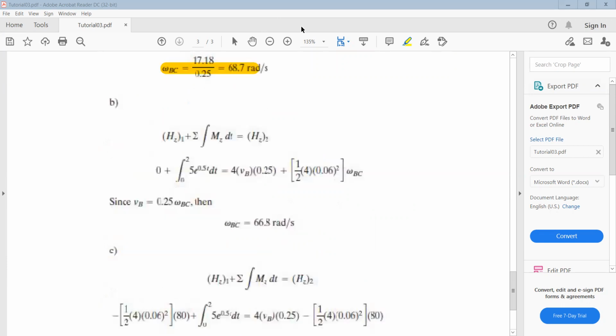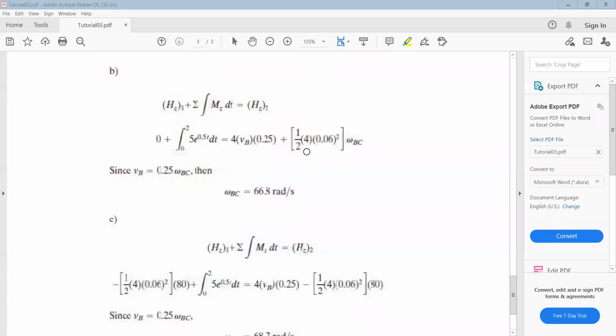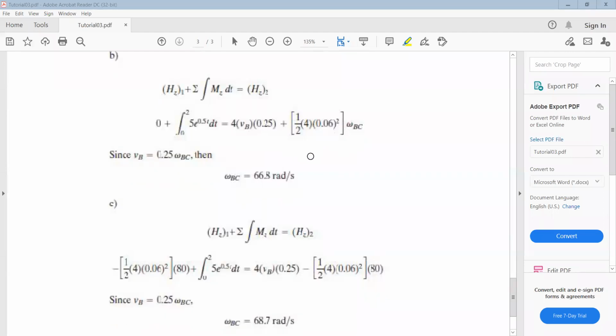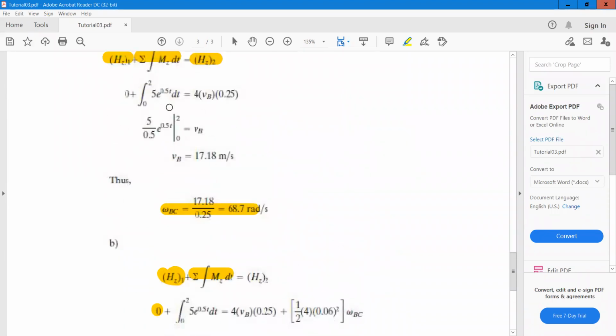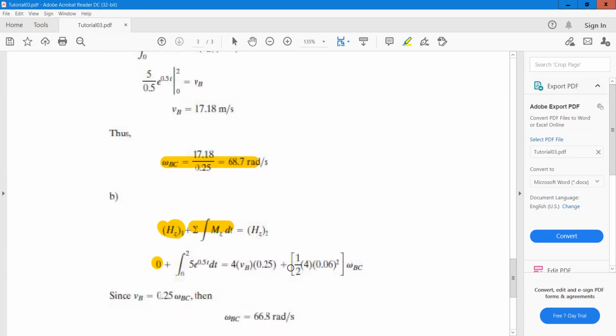For part B, this time the disk is fixed. So when you write again, the initial angular momentum is 0. You can see the impulse during 0 to 2 is the same. I mean, it's equal to the integral of 5 e to the power half t dt from 0 to 2. So the left hand side is the same as in the previous part, but in the right hand side we have another term.